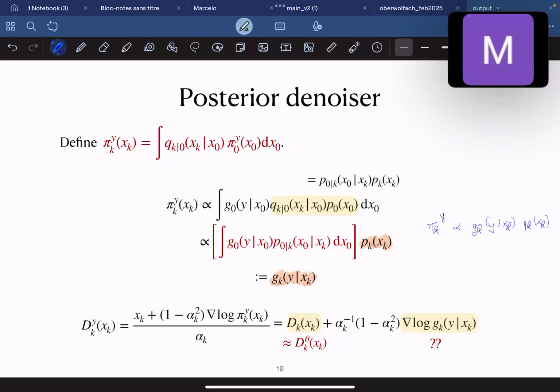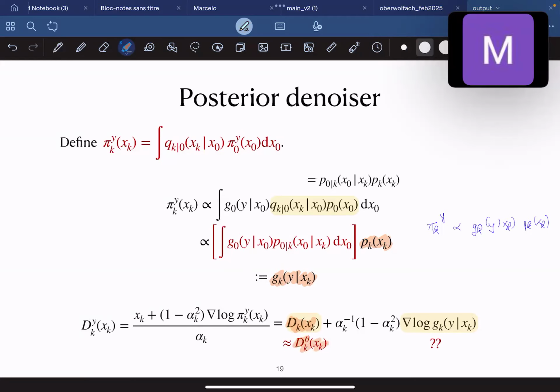And now, if I use again the 2D formula and the relation between the denoiser and the score, you can observe that the sequence of denoisers which I'm looking for, d_k^y, is in fact a linear combination of my original denoiser, d_k(x_k), plus a scalar times the score associated with my pseudo-likelihood g_k. Since I'm using a pre-trained diffusion model, I have access to at least an approximation of d_k(x_k), as d_k^θ(x_k).